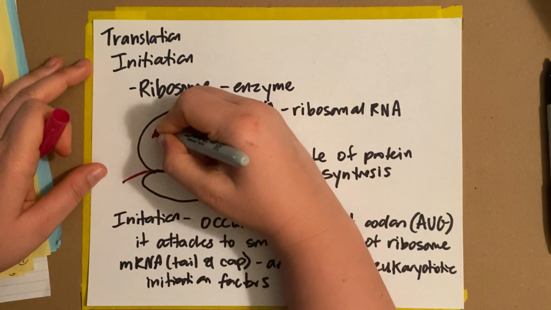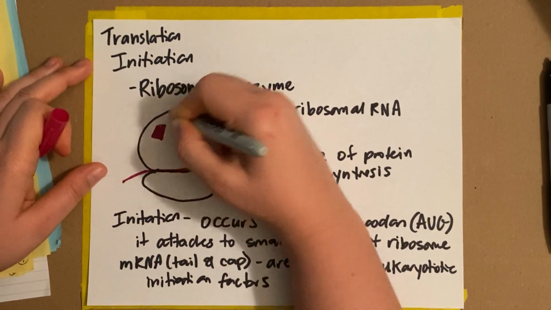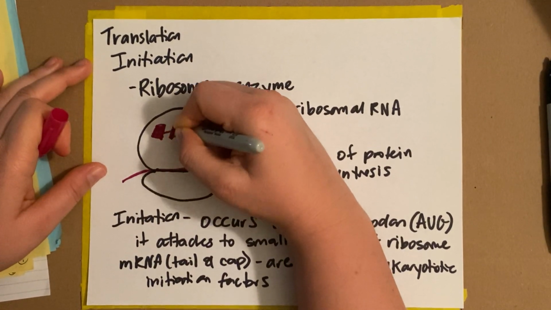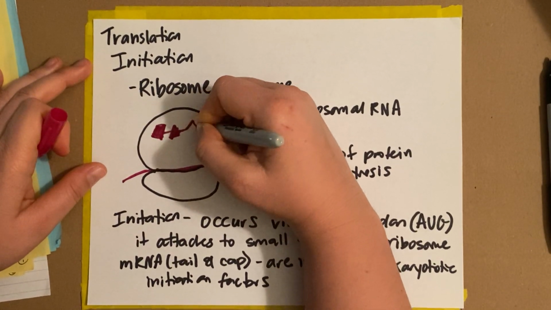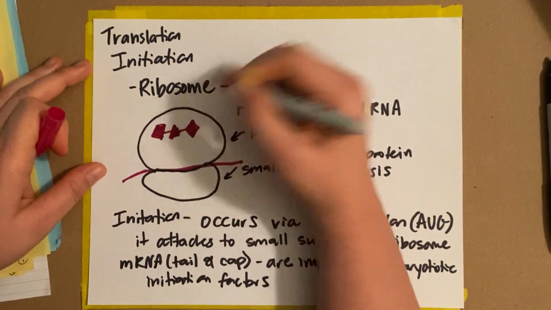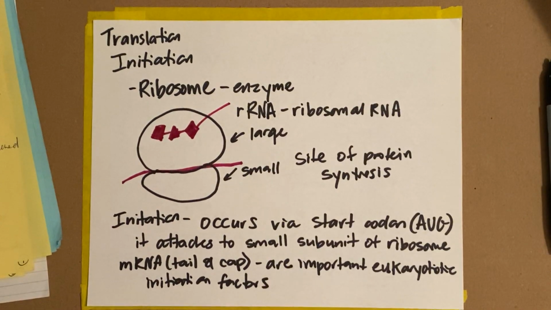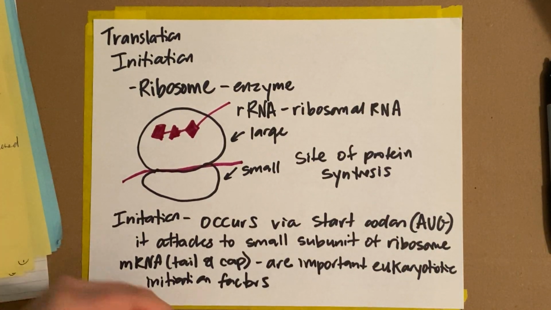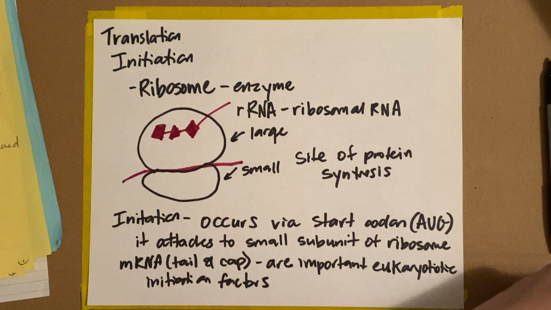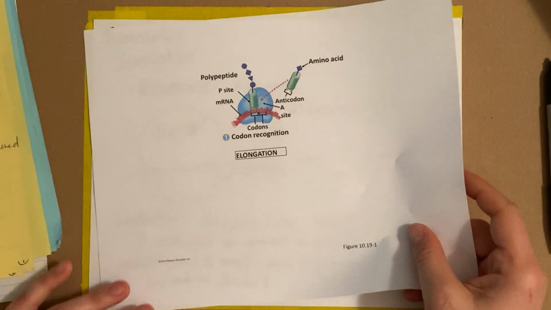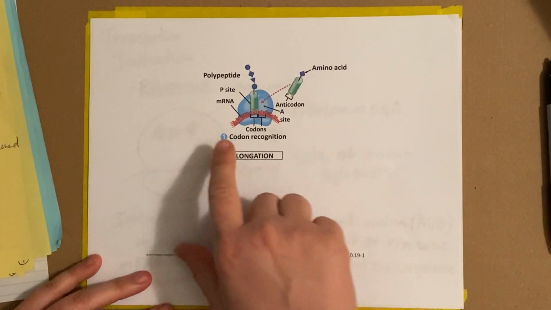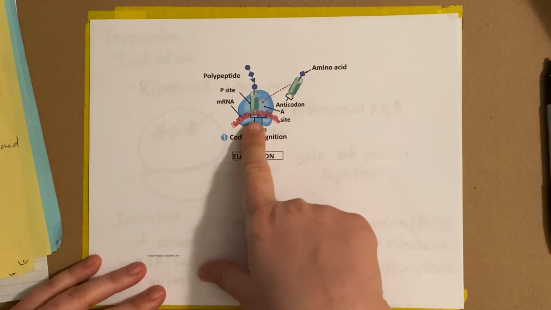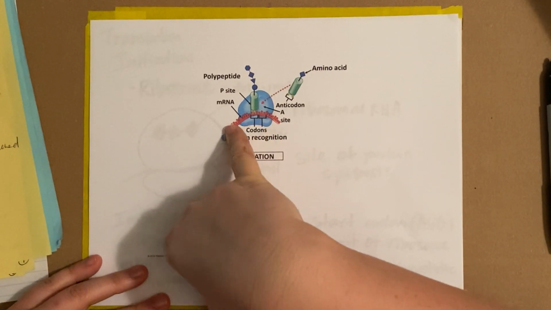Okay, so you can just show them different shapes. Okay, and so we're going to start making this polypeptide. So I'm going to show you, it's hard for me to draw, so I'll show you this in actual. Okay. So here we have the codon recognition. So we have our mRNA strands.